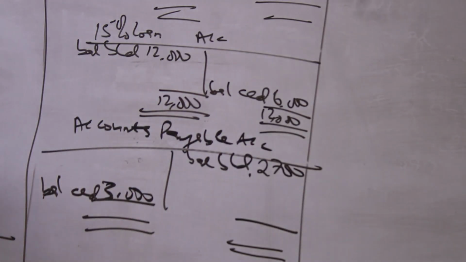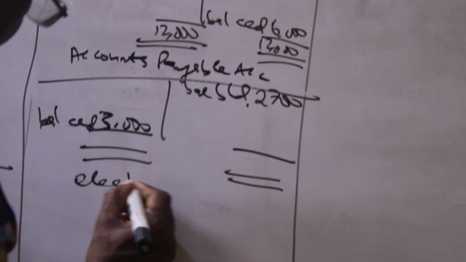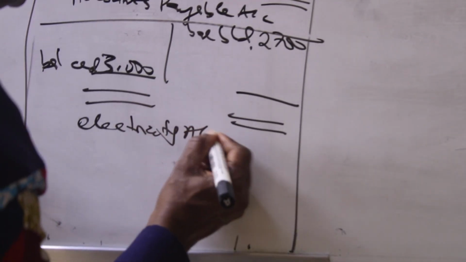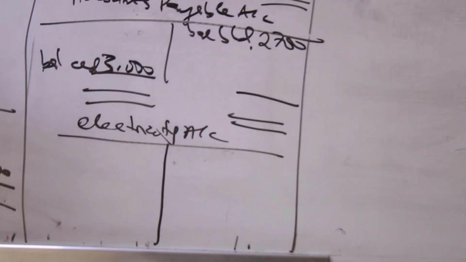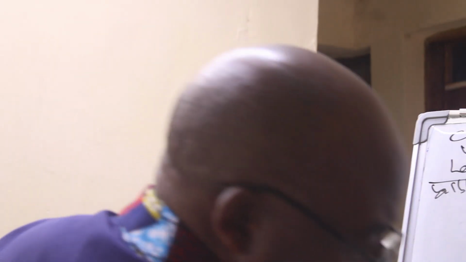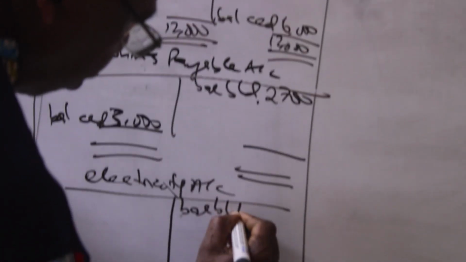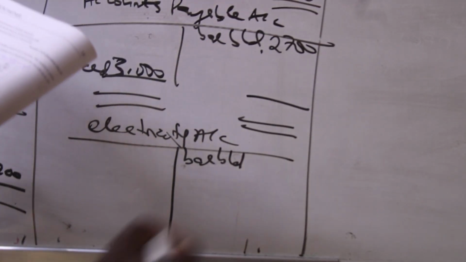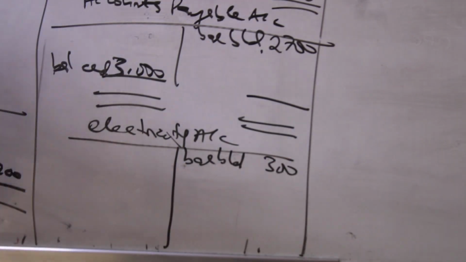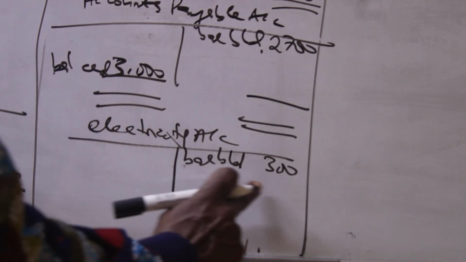Are we together? Accrued electricity. You must know what we mean by accrued. Anytime you are told something is accrued, you are told it's a liability. So when it's electricity accrued, you bring it to the credit side. Balance brought down, accrued liability 300. It means we have not paid. It's a liability. It's not an expense. It was an expense last year, but it was not paid last year. So you bring it down on the credit side.